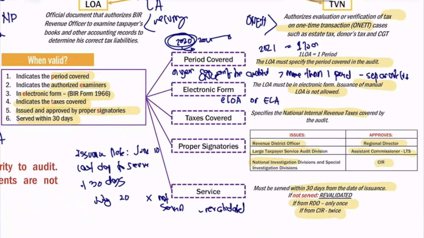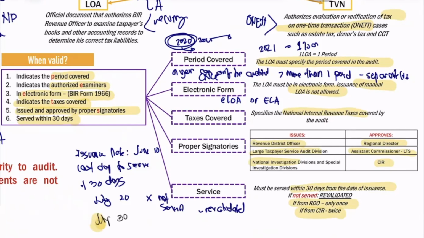Because if it's served, for example, issuance is June 10, the last day is July 20. Let's say the LOA was only served to you on July 30. Is it considered valid service? No, because it must be served within 30 days.